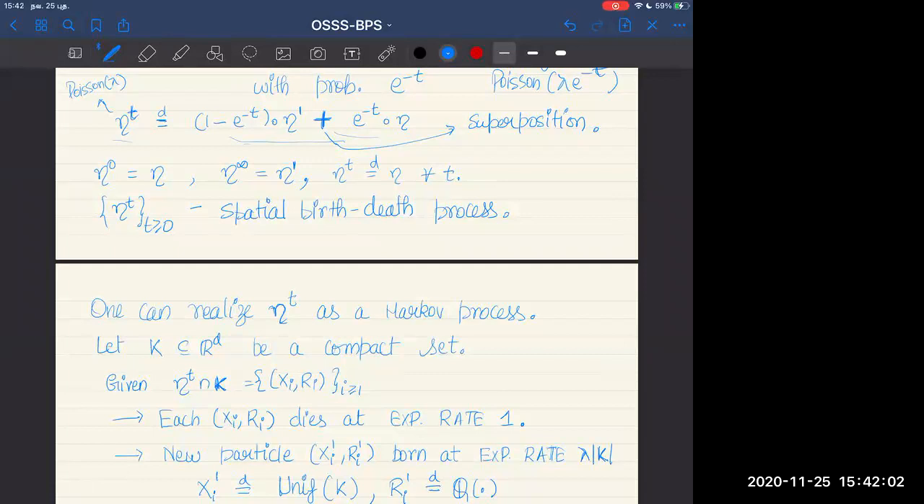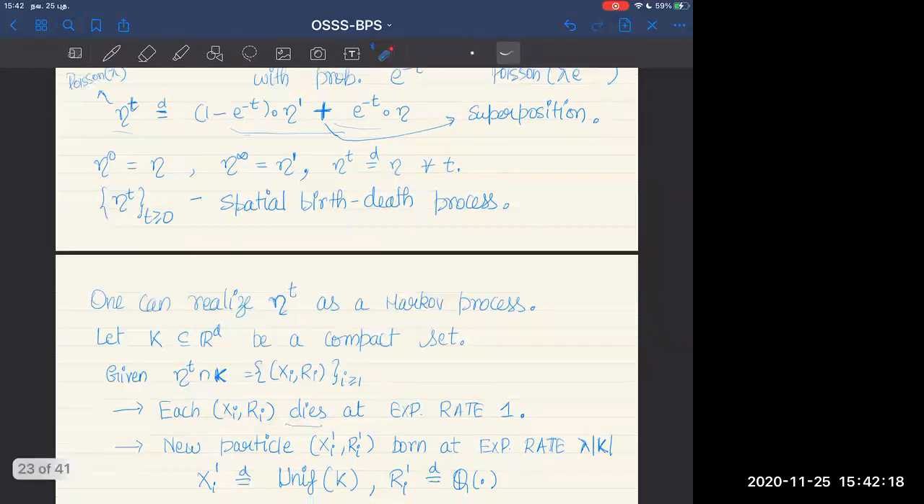Fix a compact set. What do we do? Each point has an exponential clock of rate 1. When the clock rings, the point will die. That is, you remove the point. And new points are born at the rate lambda times the volume. So I add new points at this rate. And what is the location of the new points? It is uniform.